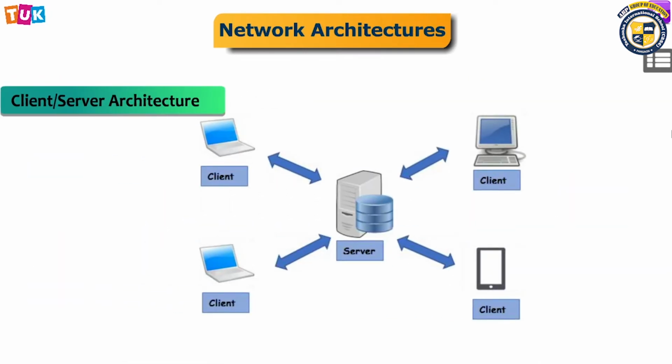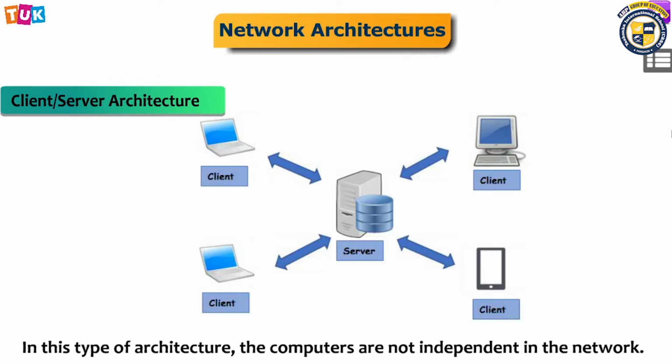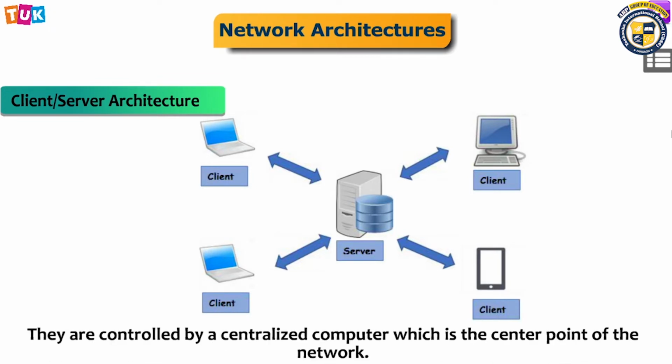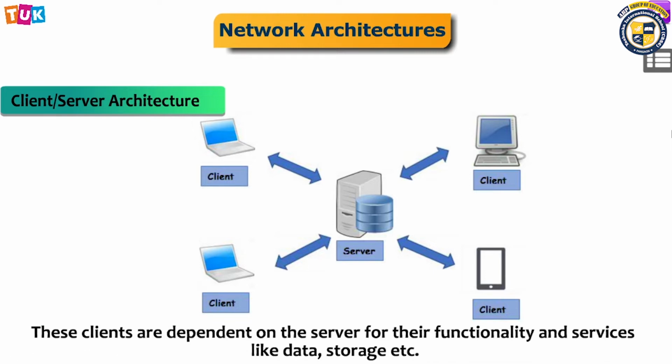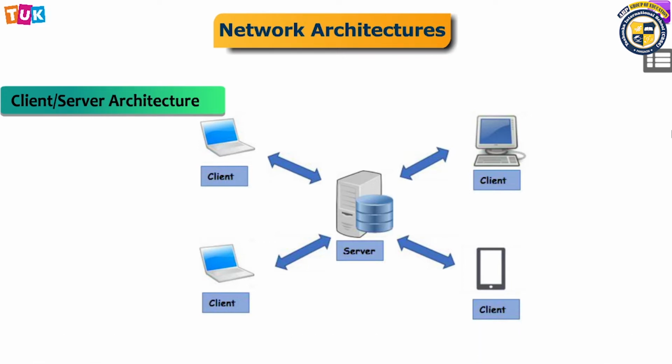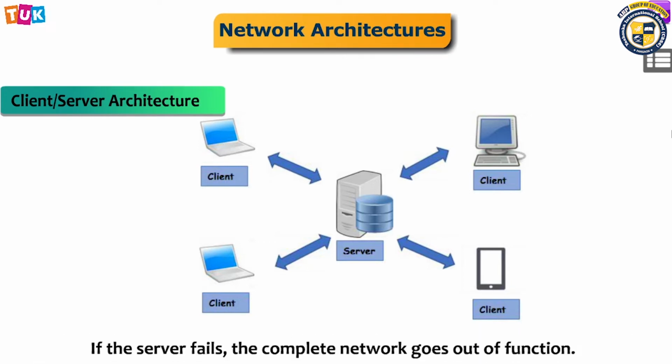Client or server architecture. In this type of architecture, the computers are not independent in the network. They are controlled by a centralized computer, which is the center point of the network. This centralized computer is called the server, and the rest of the computers in the network are called clients. These clients are dependent on the server for their functionality and services like data, storage, etc. If the server fails, the computer network goes out of function.